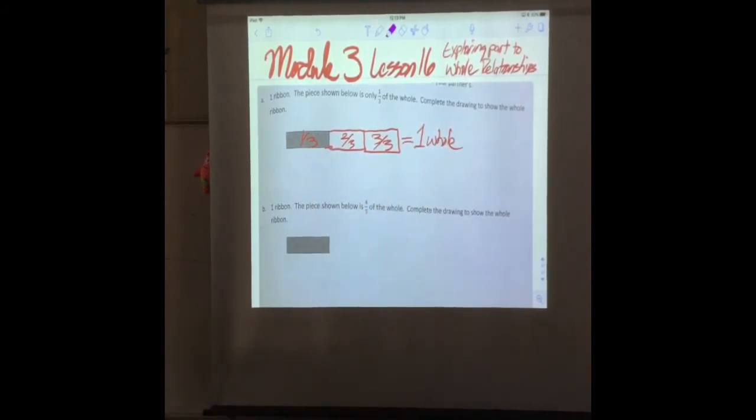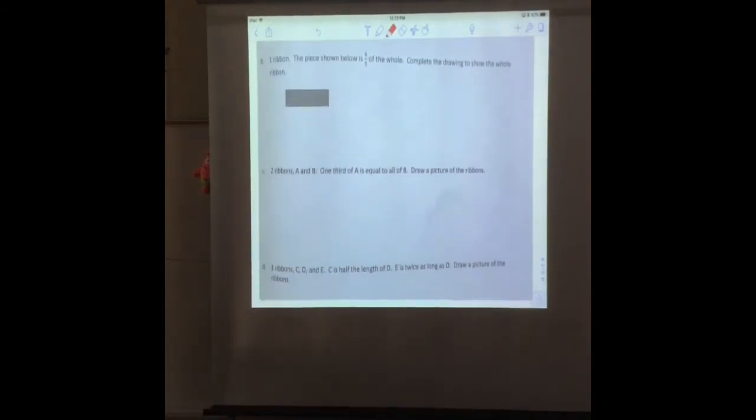And if we wanted to, we could go ahead and highlight it all the same color if that makes you feel better. Let's go down to the next one. We have one ribbon. The piece that's shown is 4/5 of the whole. So I can go 1, 2, so this is 1/5 here, 2/5, 3/5, 4/5. This says it's 4/5 of the whole.